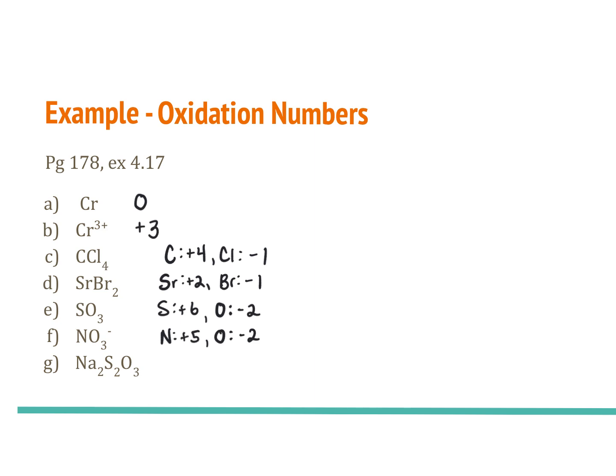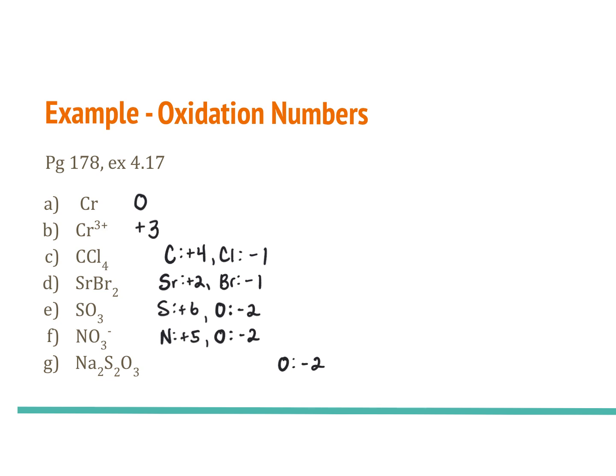Last example. When we get to things that have more than 2 elements, I tend to work my way from the inside out. I'll start with the element farthest to the right because that's the most electronegative, and it tends to be the one that gets its most common charge. So oxygen is typically going to be -2. I'll do oxygen, then I'll come over and do the other outside, working my way into the middle.